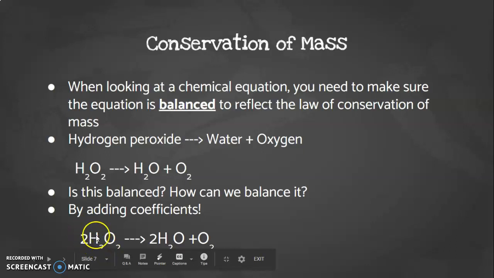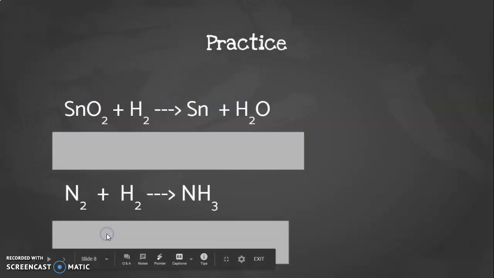So I had 2 hydrogen times 2 is 4, 2 oxygen times 2 is 4, and let's count them on this side. We have 2 hydrogen times 2 is 4. I have 1 oxygen here times 2 is 2, and then I have 2 here. So my 2 oxygen that I multiplied plus the 2 here equals 4. Now that matches the same on this side.